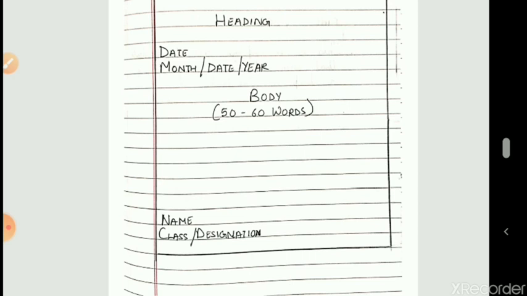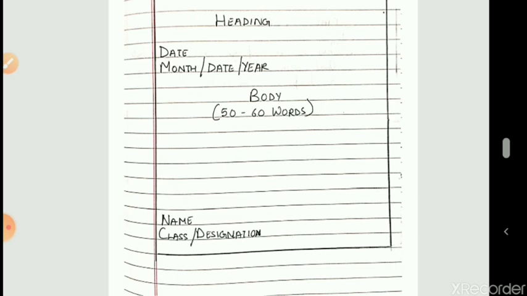Again, I'm repeating, the format of the notice writing should include the name of the institution in capital letters, then leave one line. In the second line, after leaving one line, you'll write NOTICE, again in capital letters. Then again leave one line, and on the left hand side will come the date.